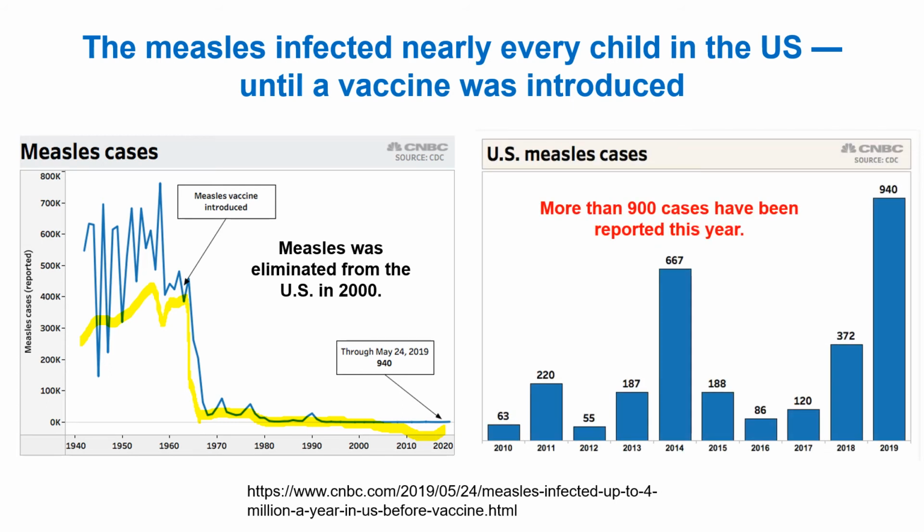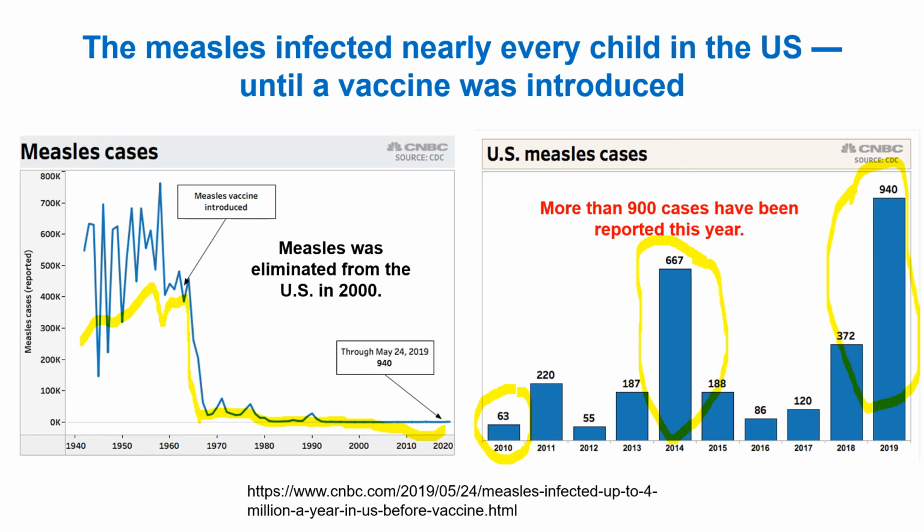So take a look at this. Let's zoom in on the last few years in the United States, and you can see that we have this reemergence. 2010, 63 cases. 2014, 667 cases. I think that was the year that there was the outbreak that was linked to Disneyland. I'm not sure what happened here last year in 2019, but 940 cases.